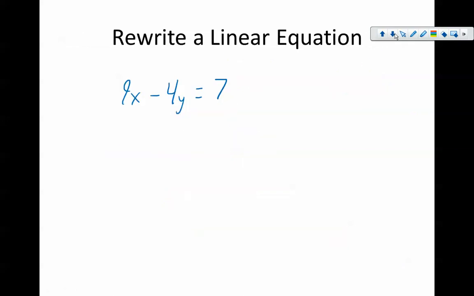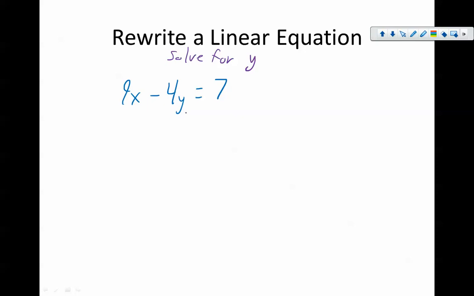Let's do one more example. This is a linear equation now. We have x and y. We are going to solve for y. This is something that in our next unit, chapter 2, where we're talking about linear equations, we're going to have to do quite a bit of. So we want to get good at it.